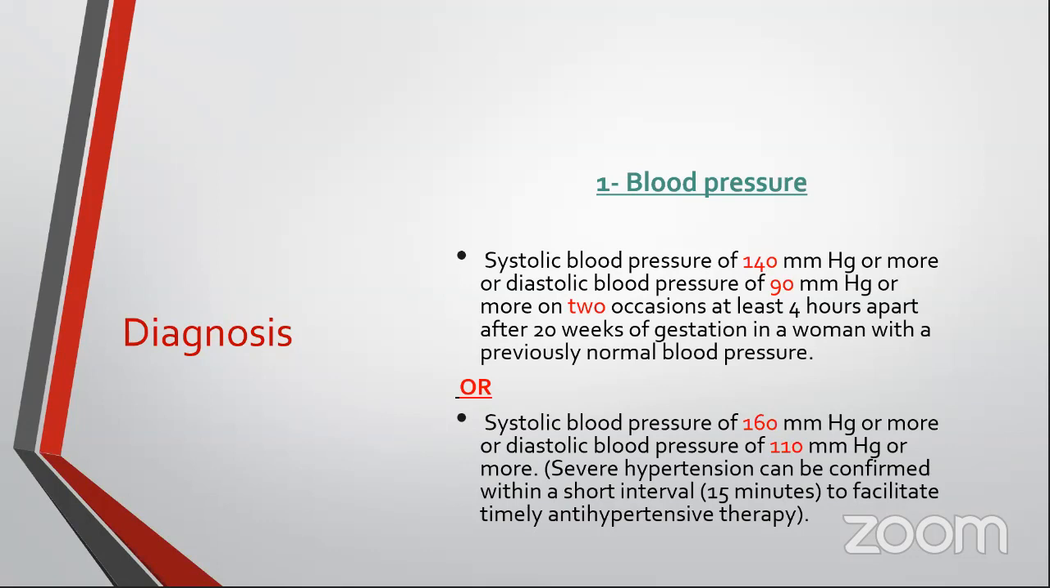This hypertension should be discovered after 20 weeks of gestation in a patient with previously normal blood pressure. Finding systolic blood pressure of 160 or more, or diastolic of 110 or more, is considered severe hypertension. And there is no need to wait 4 hours to repeat the blood pressure check, minutes are enough, maximum 15 minutes, to repeat and confirm the diagnosis.